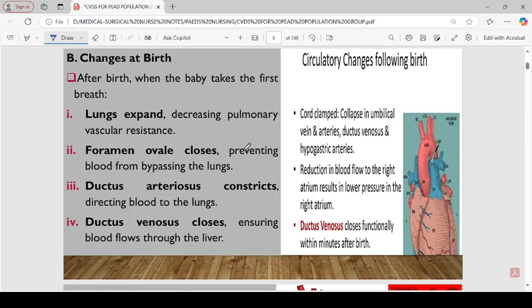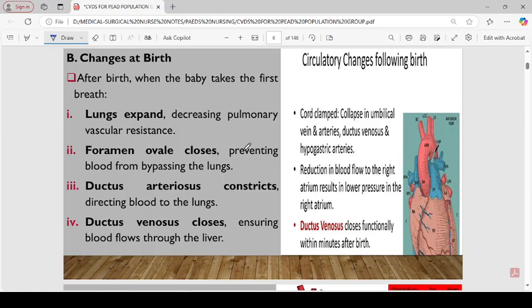Circulatory changes following birth. So now you need to know that after birth, when the baby takes the first breath, they are going to cause the lungs to expand, and when the lungs expand, it decreases pulmonary vascular resistance. Foramen ovale is going to close.